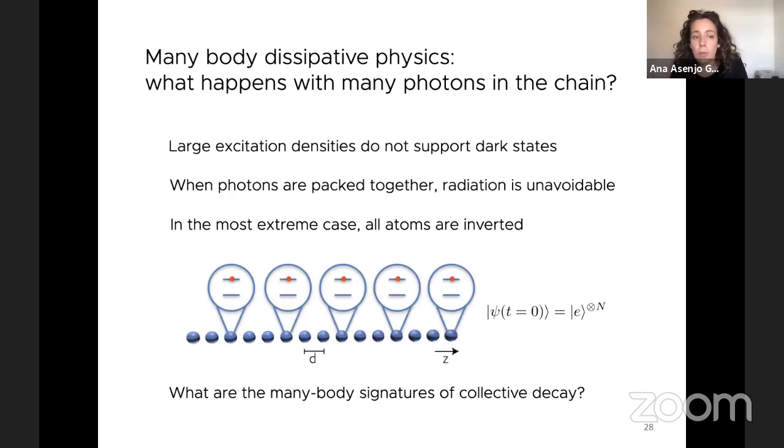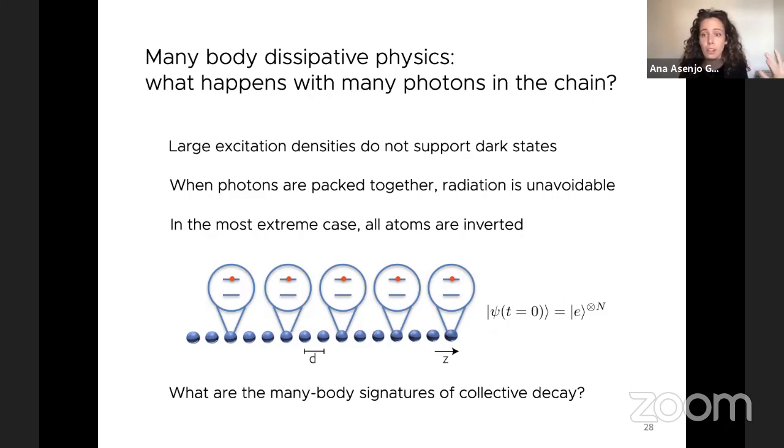So what happens when we have many photons in the chain? What is the understanding of the many-body dissipative dynamics? As I mentioned before, large excitation densities do not support dark states, because photons cannot efficiently repel each other. This means that as you increase the excitation number, you're going to have more and more bright modes, and fewer and fewer dark modes. In particular, when these photons are packed together, radiation is unavoidable.